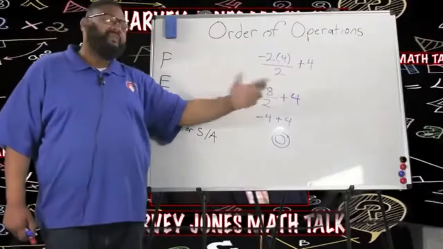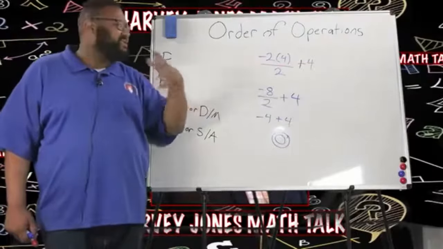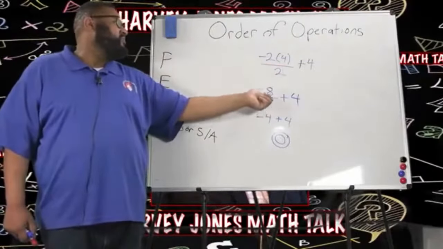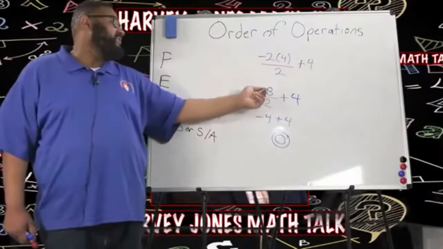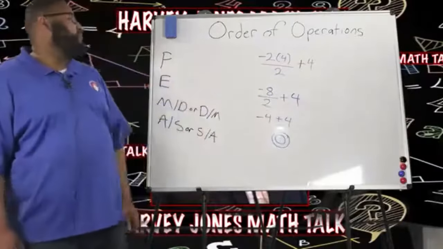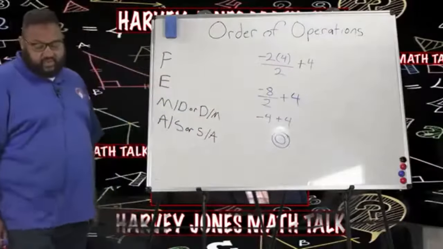We haven't talked about integers really, but we'll get to that. Divided by 2. So I brought my 2 down. My division is for 8. Negative 8 divided by 2 is negative 4. Plus 4, that would be 0. Questions or concerns?